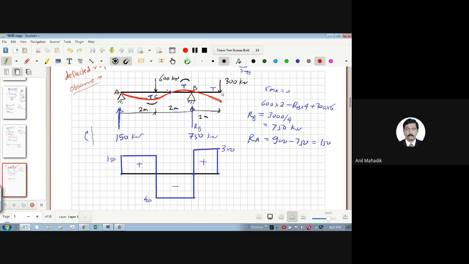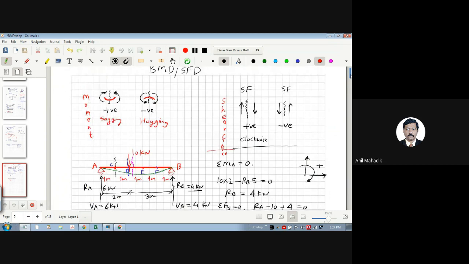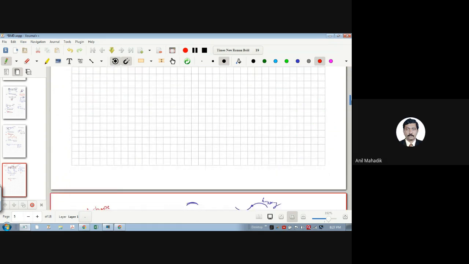300 into 600, and what will this be? The direction is this, right? Hogging. So clockwise on the right side, what does it become? Clockwise right side. If you forget, it will be clockwise negative, right? Negative means hogging. So it is negative.